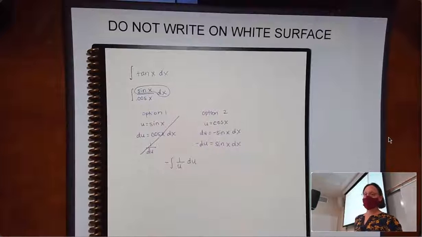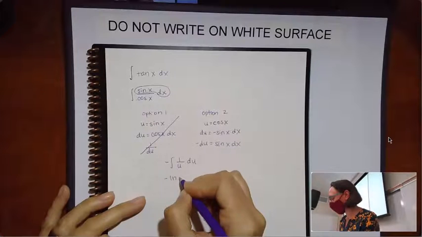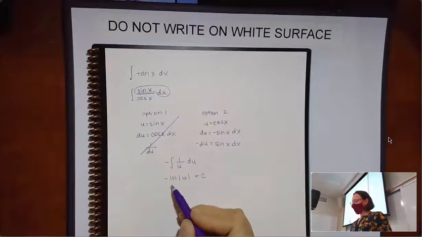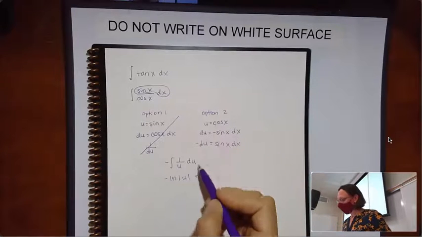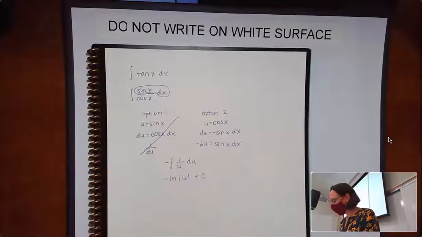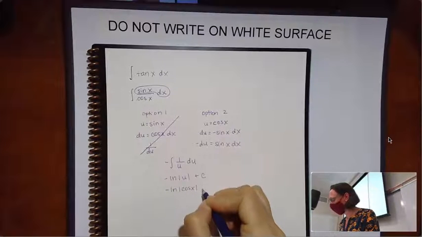And this is the special one. This is the special one that we're not going to rewrite as u raised to a power, because 1 over u du is natural log. Sorry, the integral of 1 over u du is ln of u. So this becomes negative natural log absolute value of u plus a constant. And then I can put the u back in there to say negative natural log cosine x plus c.